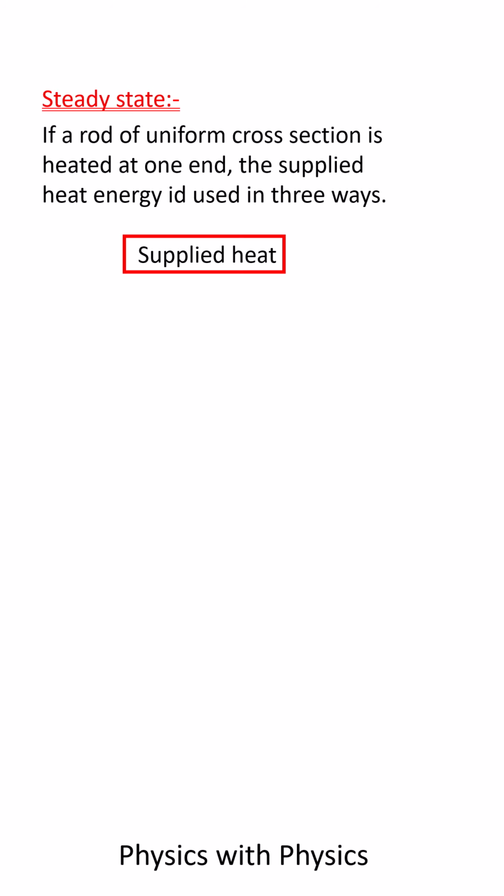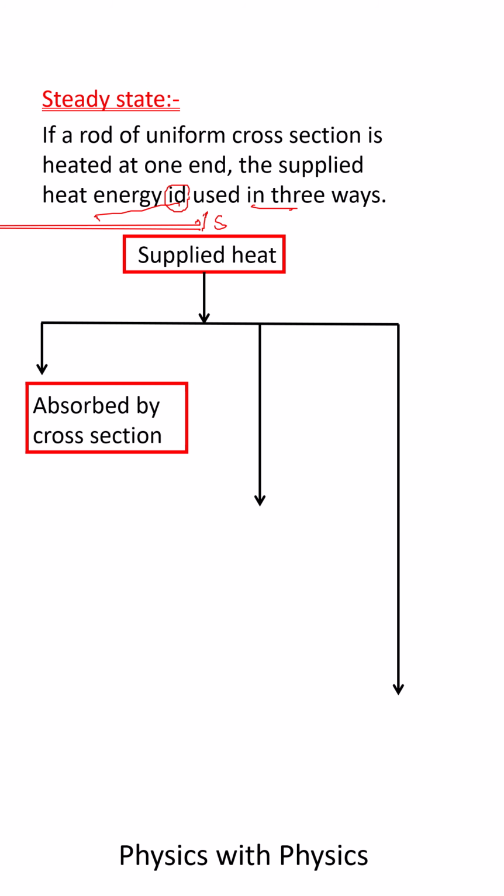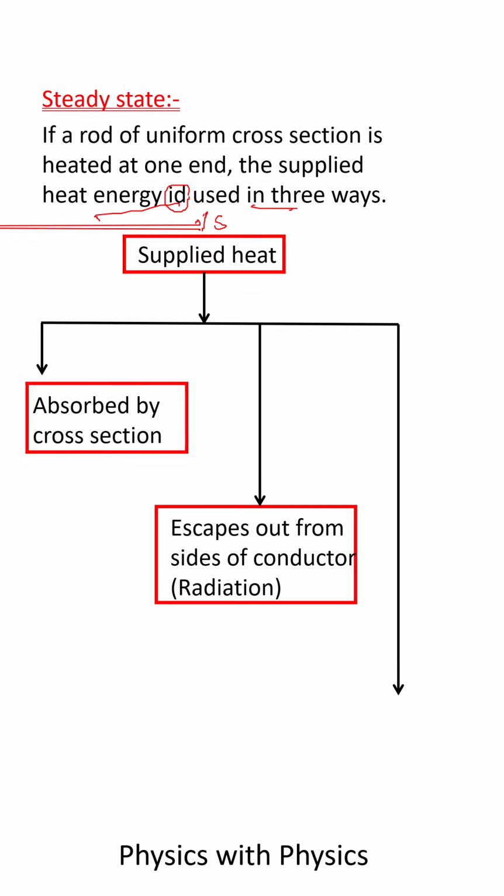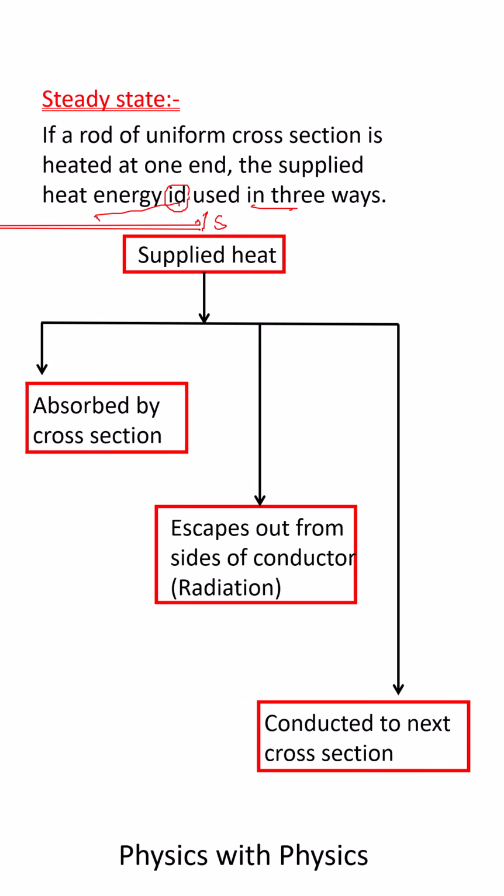Steady state. What is steady state? Whenever heat is supplied to the system, this is used in three ways. Actually, here it has become ID, but this is not ID, but heat energy is. Sorry for this. The heat energy supplied is used in three ways. First, some of the heat energy is absorbed by the cross section. Some of the heat energy is lost due to radiation and by convection. And some of the heat energy passes to the next cross section.